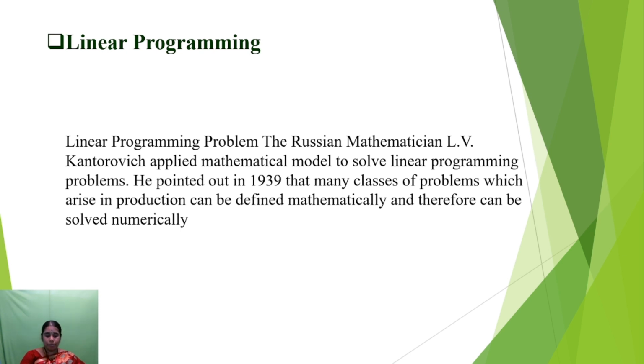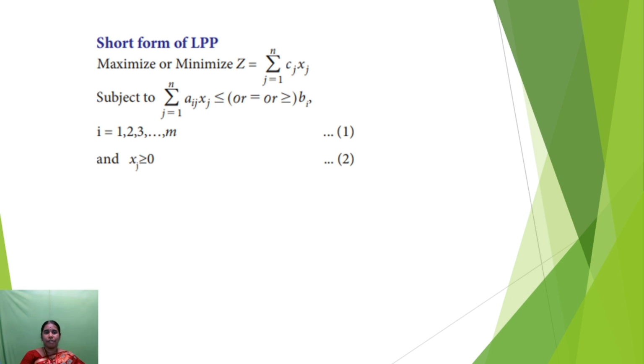That's why linear programming problems arise. First, the short form of a linear programming problem. How does it appear? What is the format, and what are the contents it has? First one, is it maximum or minimum? It means the objective function.